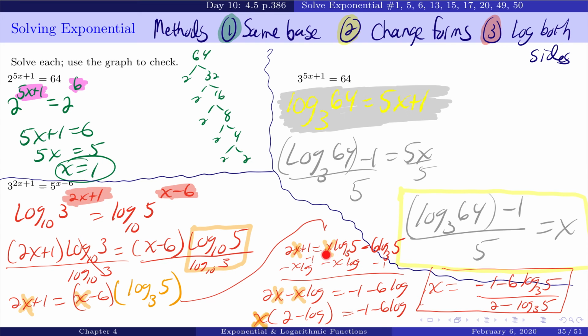Okay, still got x's in 2 spots and I've highlighted them. I got to get them near each other, so I'm going to subtract this quantity from both sides. 2x minus x log base 3 of 5. I'm going to move the 1 to the other side by subtracting 1. Now I have the x's on the same side, and if I factor out an x, divide both sides by those parentheses, and you get a final answer that looks like this. That's it for solving.